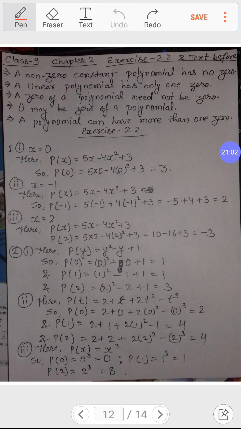Okay. In same way, if you will see question number 2, there it has been written P(t) is equal to 2 plus t plus 2t square minus t cube. So P0 is equal to 2 plus 0 plus 2 into 0 square minus 0 cube.